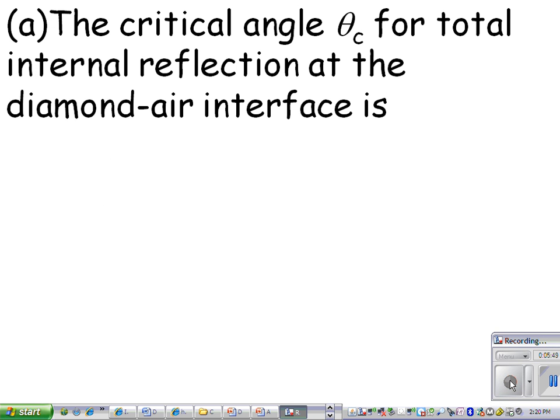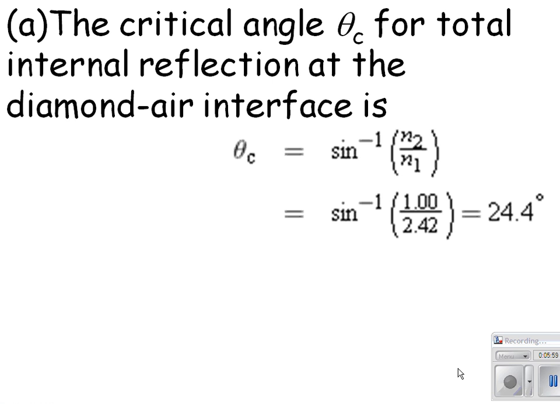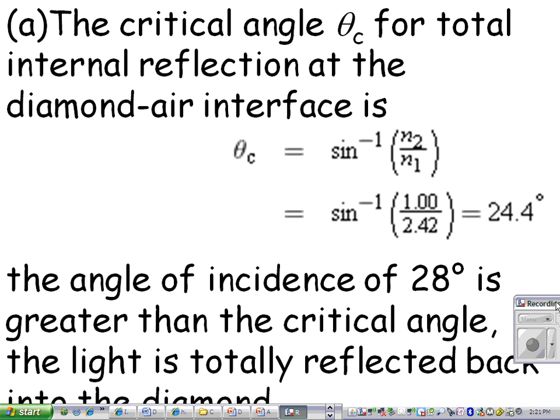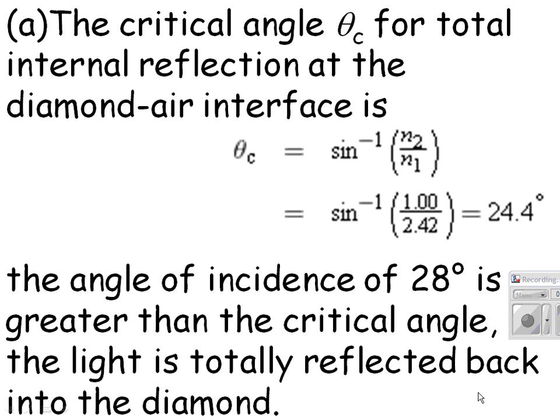So what you can do first here is find the critical angle for total internal reflection to occur at the diamond-air interface. And so you'll use Snell's law. And this is Snell's law just in a different format. If you use Snell's law to find the critical angle, you end up with 24.4 degrees as the critical angle. And since the 28 degrees is beyond that 24.4 degrees, in other words, it's beyond the critical angle, the light is totally reflected back into the diamond. So total internal reflection occurs.